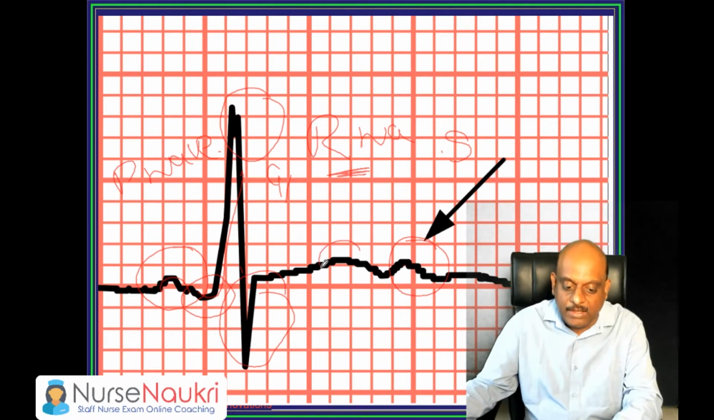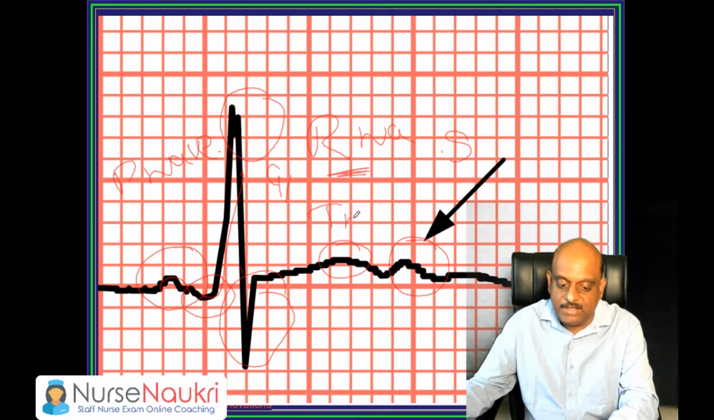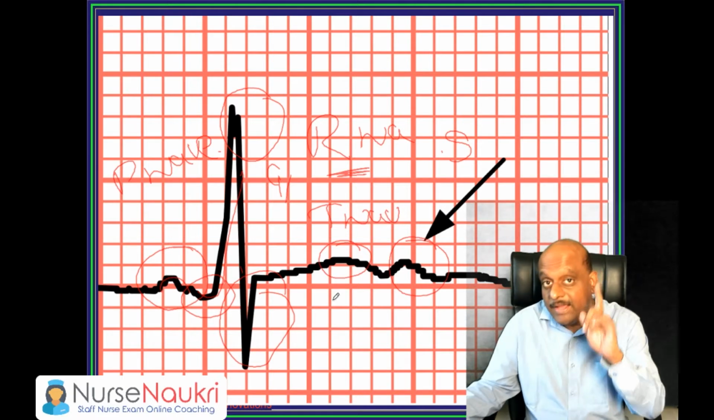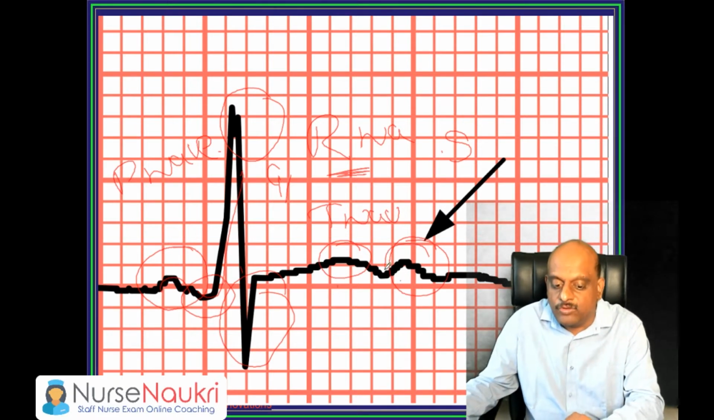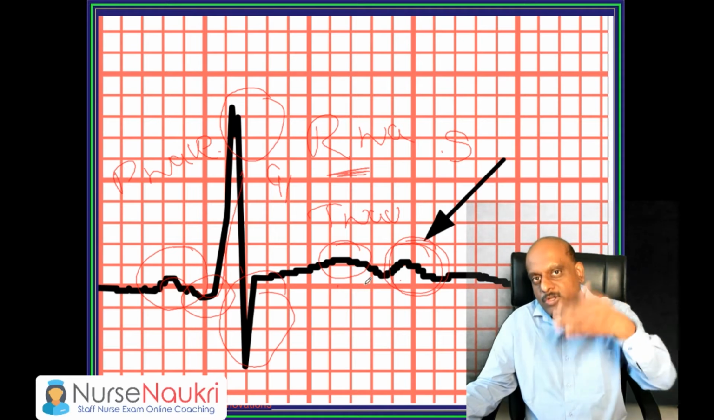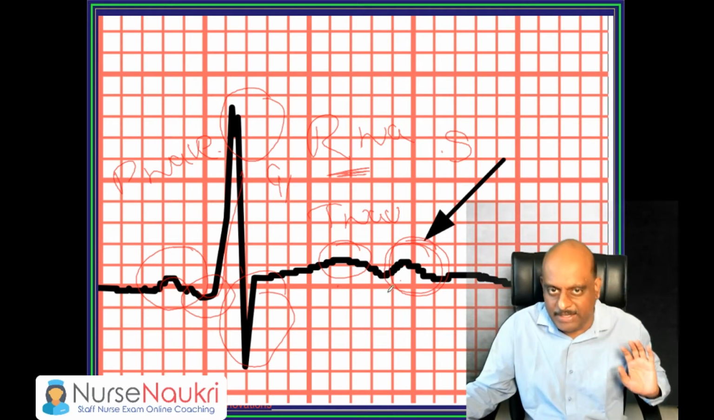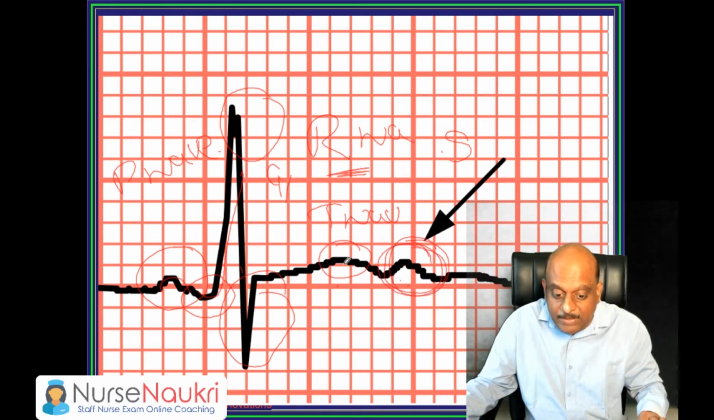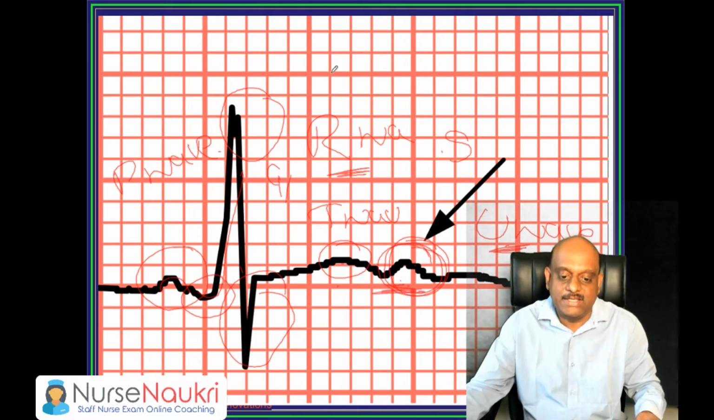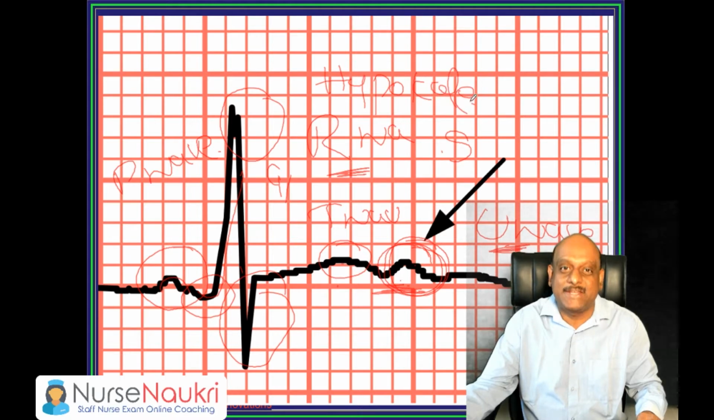This is the T wave. And any wave after the T wave you call U wave. It can be a positive wave or a negative wave, doesn't matter. Any wave happening after the T wave is called U wave. So when do you get this U wave? You get the U wave if the person is having hypokalemia, that is decreased potassium.